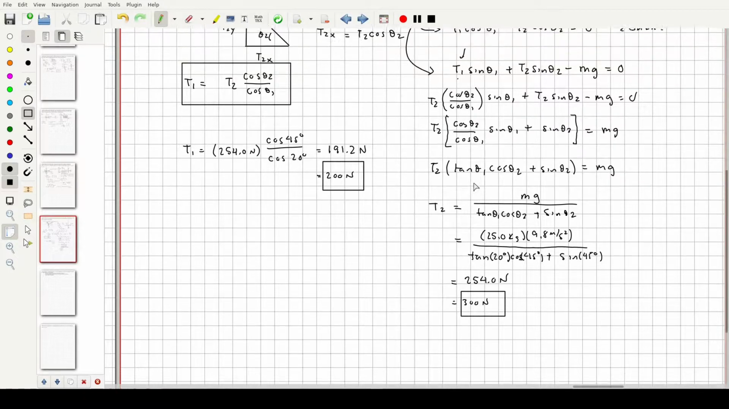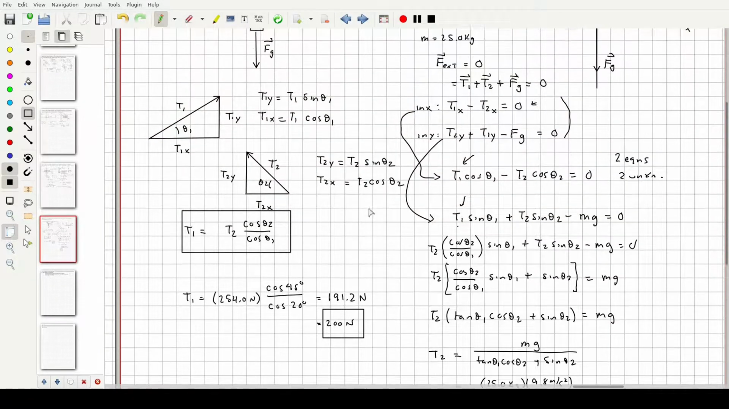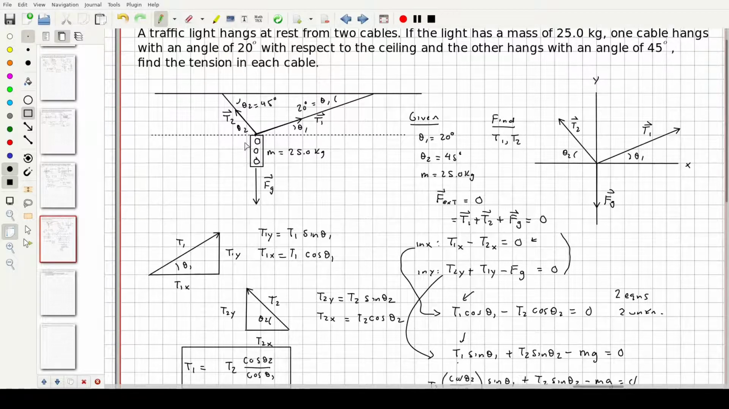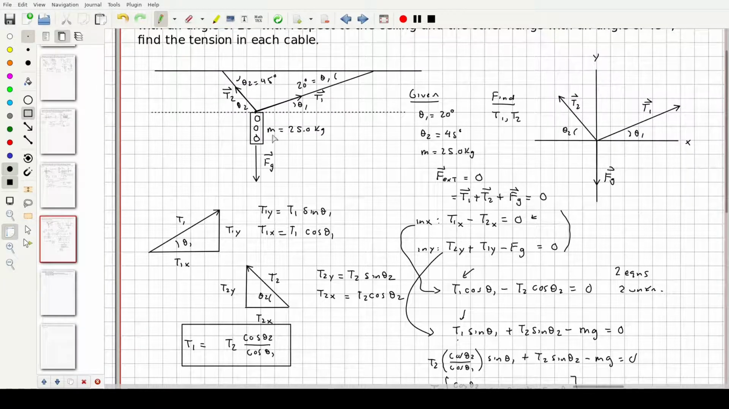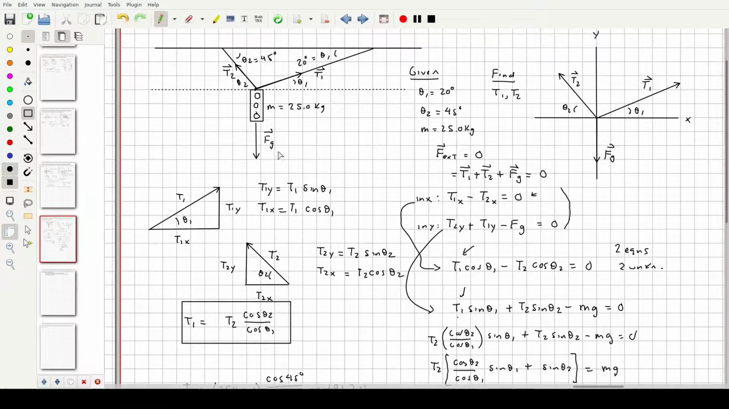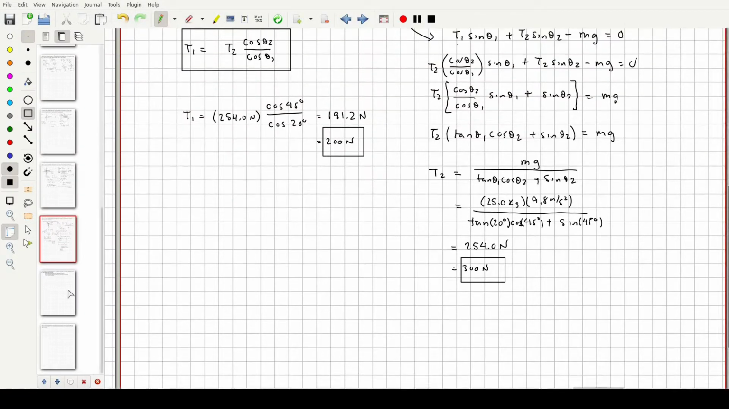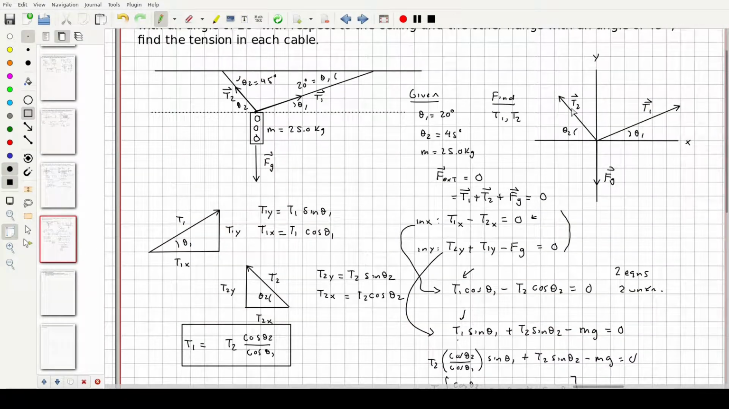Now, if you want direction, you can say T1 points with 200 newtons of force, up 20 degrees, basically 20 degrees above the x-axis. And you can say an equivalent thing for T2. But you get the point. Anyway, long problem, but it serves to show you how these forces, when they're broken up into pieces, can help each other out.